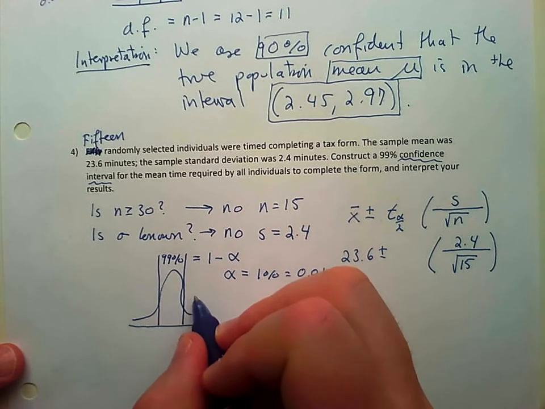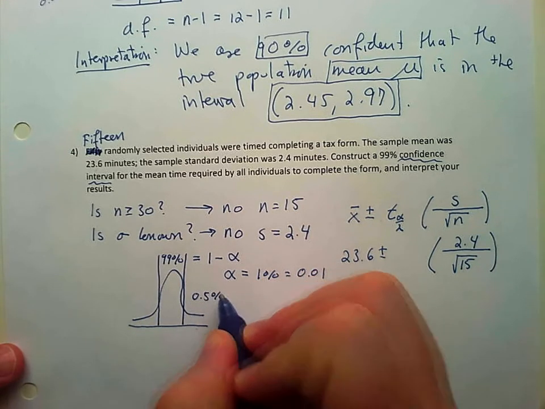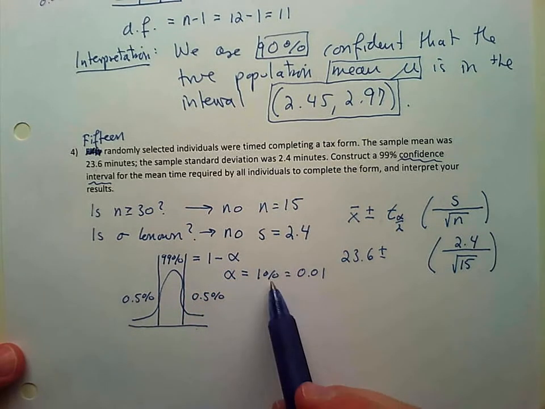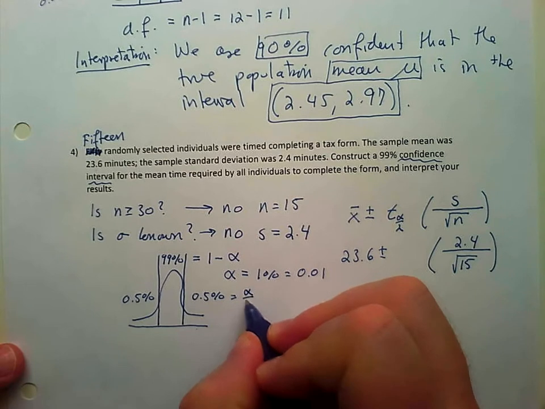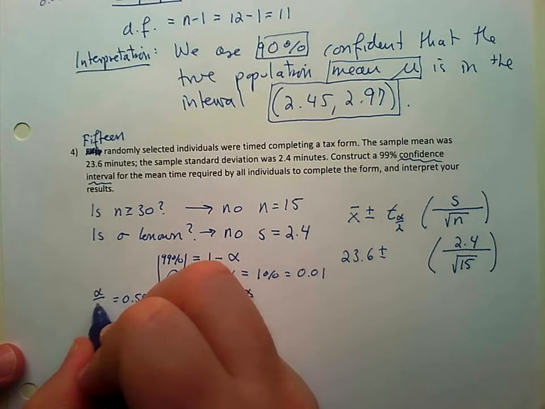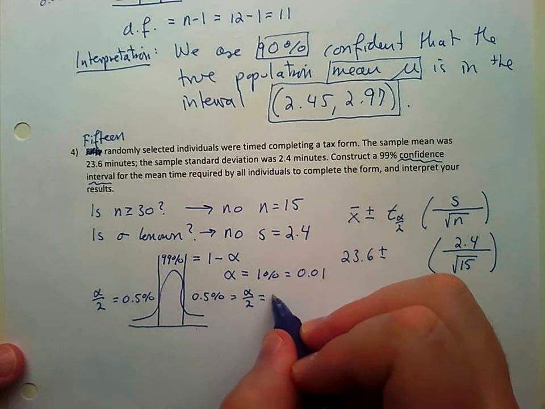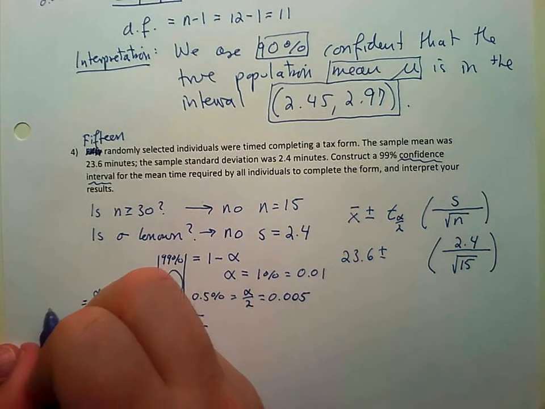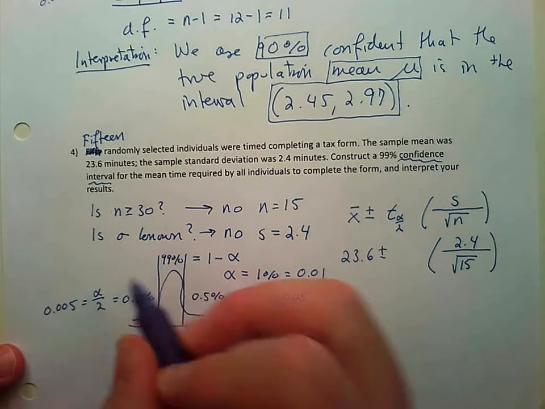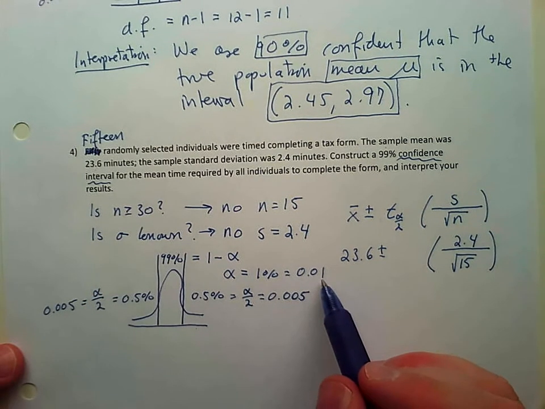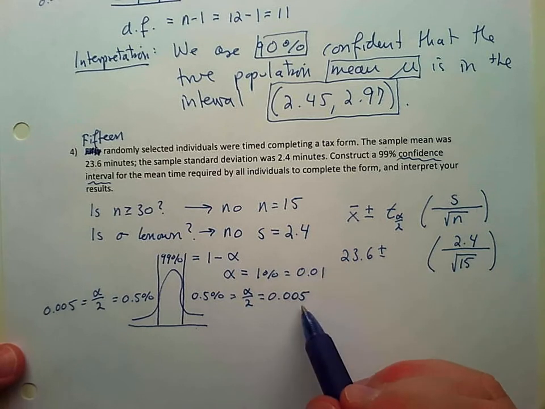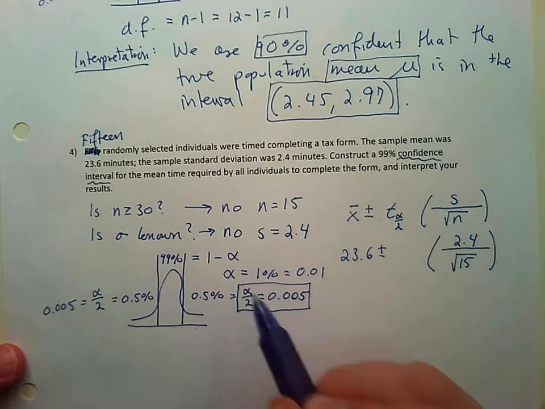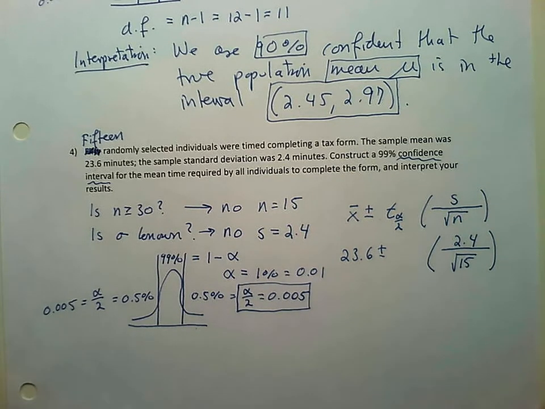If we have 99% in here, that means that we're going to put 0.5% over here and 0.5% over here, which if alpha is equal to 1%, again, this is alpha divided by 2, and this is alpha divided by 2. If we write alpha divided by 2 as a decimal, we get 0.005, right? Remember that 1% is 0.01, so therefore 0.5% is 0.005. So now we know that our alpha divided by 2 is 0.005.